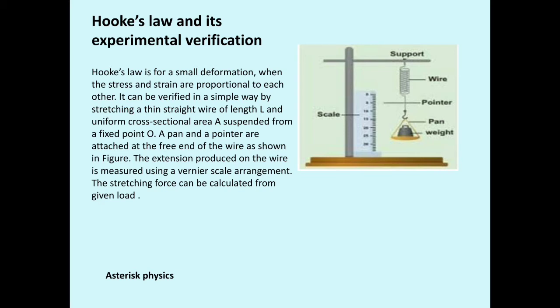The extension produced on the wire is measured using a vernier scale arrangement, and the stretching force can be calculated from the given load. A graph is plotted using force on the x-axis and delta L on the y-axis. We will get a graph of this shape. For large forces, it is seen that the points deviate from this straight line.